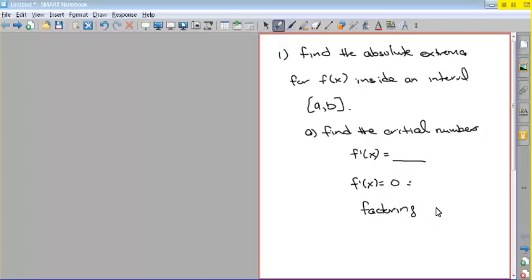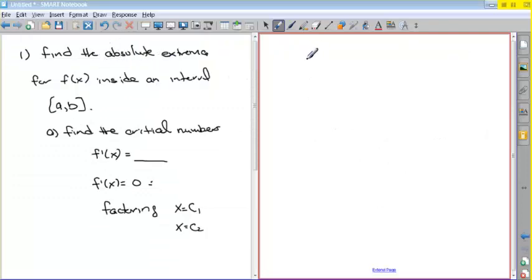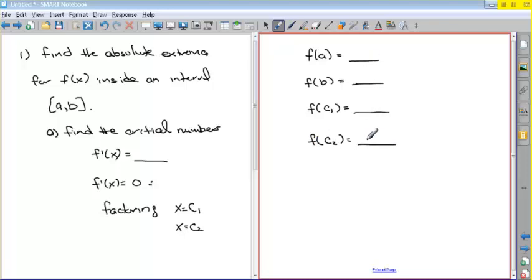So what factoring is going to give you is x equals critical number 1 and x equals critical number 2. Those are the possible points of minimum or maximum. So for this problem, which is not your first problem on the test, but it's in there, you're going to evaluate the function at 4 places. You evaluate the function at the beginning of the interval, at the end of the interval, at the first critical number, and at the second critical number. So you'll have 4 numbers. Let's just say this one is negative 20, this is 5, this is negative 10, and this is 25.